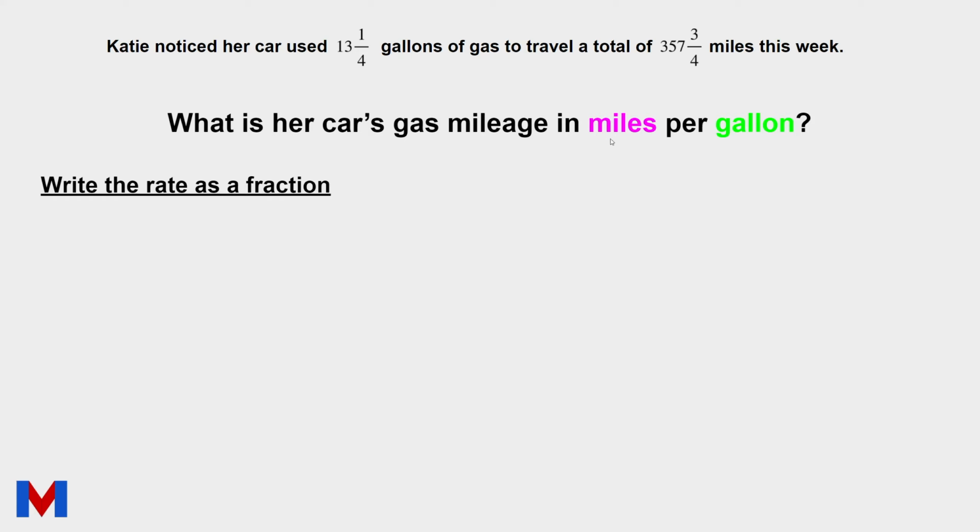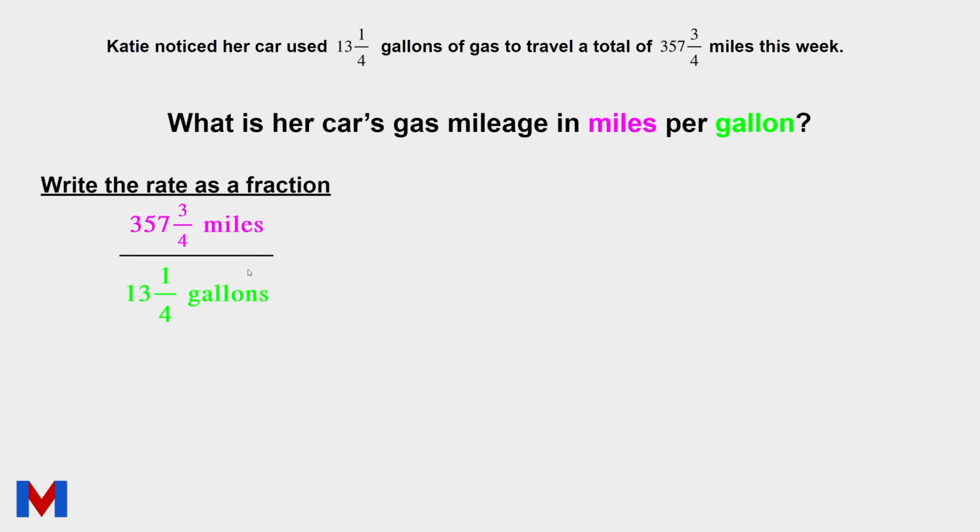The order of the units in the rate is super important. Miles per gallon means we'll put miles in the numerator and gallons in the denominator. 357 3/4 miles per 13 1/4 gallons.